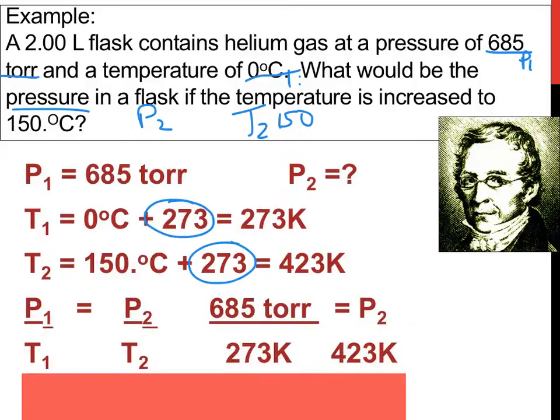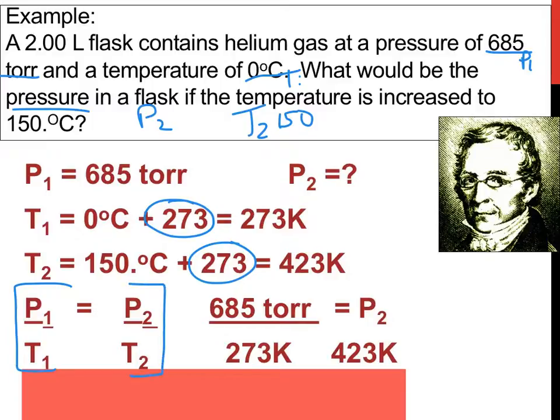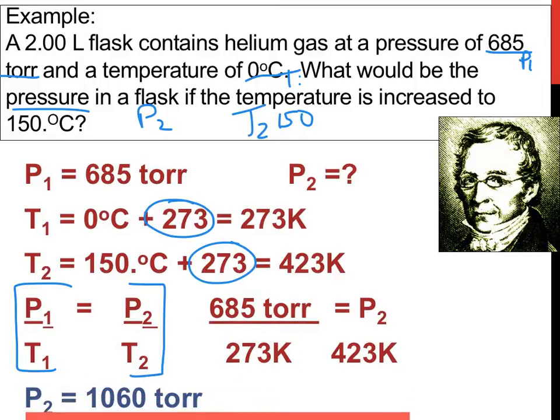Okay, over here is our Gay-Lussac's law: P1 over T1 equals P2 over T2. So we're just plugging in the numbers. 685 torr over 273 Kelvin equals P2 over 423 Kelvin. So after you solve for P2, you get 1060 torr. So let's see what happened. We went from 685 torr to 1060 torr.